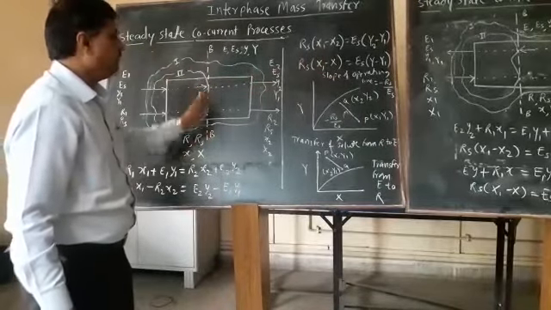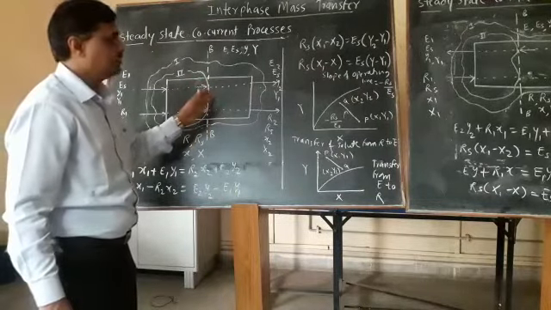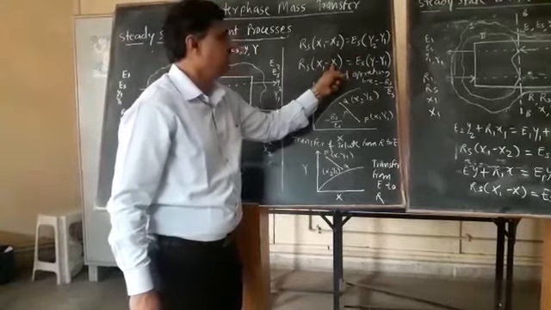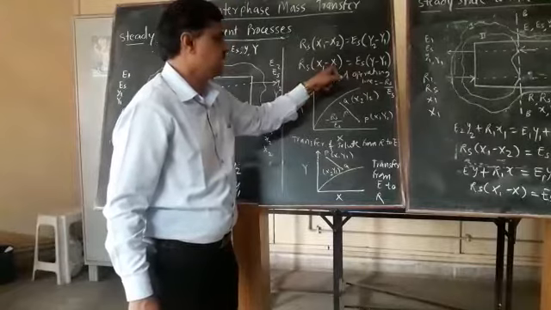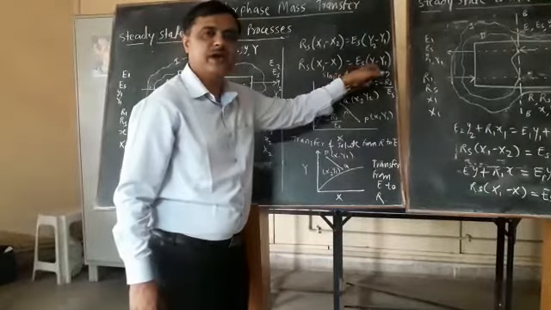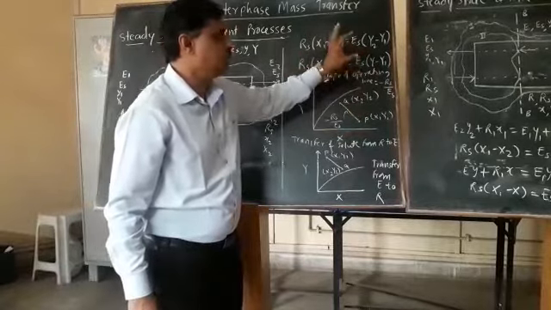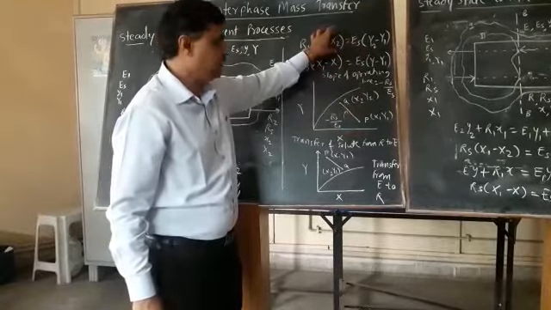At any point in the column or in the rectangular box, instead of X2, Y2 we put X and Y. Rs into (X1 minus X) is equal to Es into (Y minus Y1). This is the general equation at any point, and this is the overall material balance operating line equation.